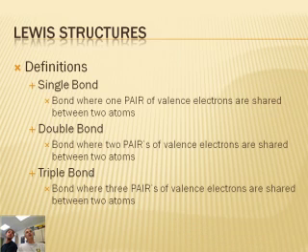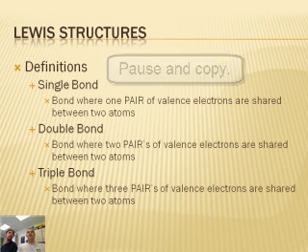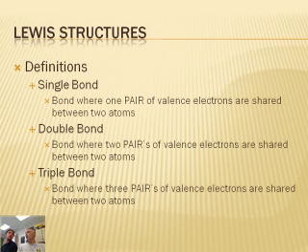There's several examples. Single bond, double bond, triple bond. Probably should pause the video and write these down. Okay, the key thing to understand with these bonds is that electrons are shared in pairs. Right. One bond is one pair. And a pair means two electrons.